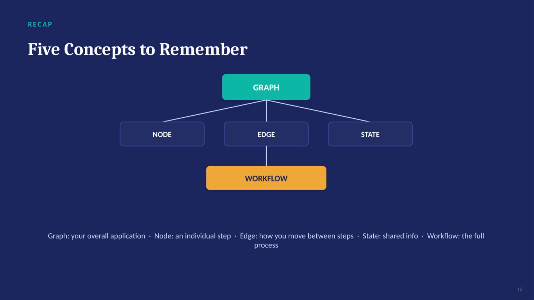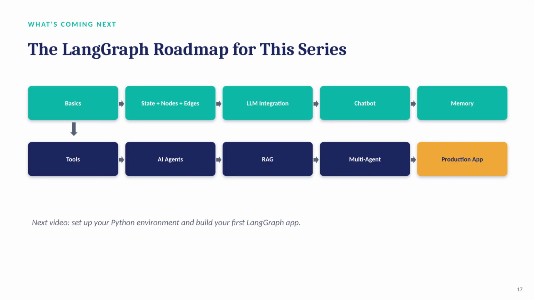Before we wrap up, here are 5 concepts worth remembering. A graph represents your overall application. A node represents an individual step. An edge controls how you move between steps. State stores the information shared across the workflow, and the workflow is the complete process your application follows, start to finish.